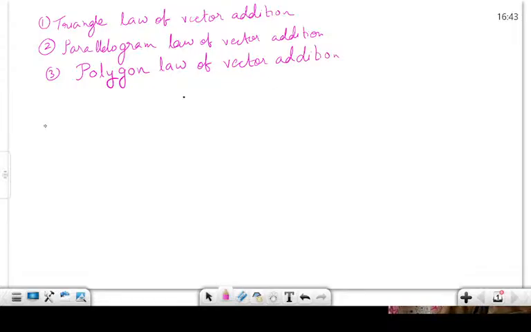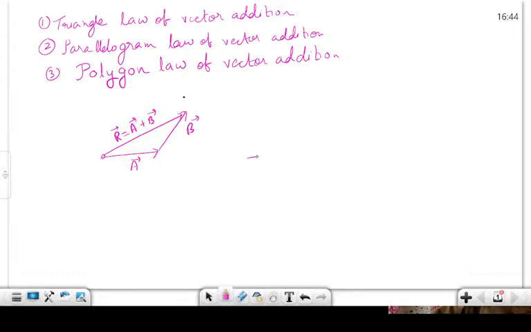First we learn the triangle law of vectors. Suppose there are two vectors. This is vector A. This is vector B. We add the two vectors, that is, the initial point of the first vector and the final point of the last will be joined. This is the resultant vector R. This is vector A plus vector B.